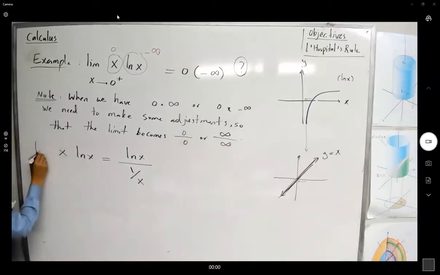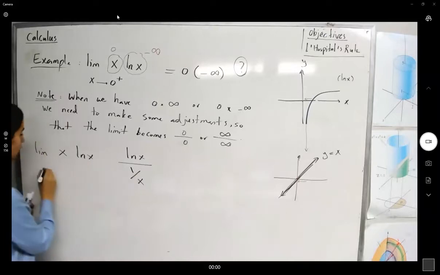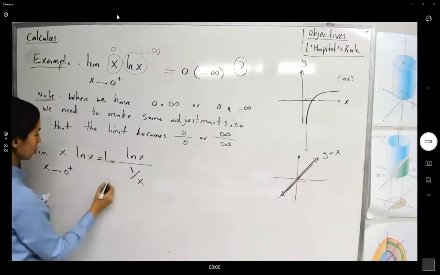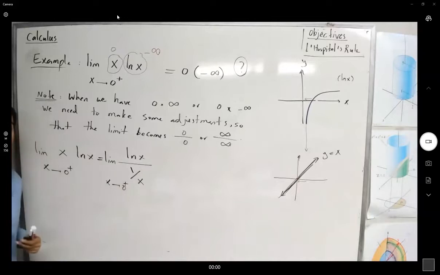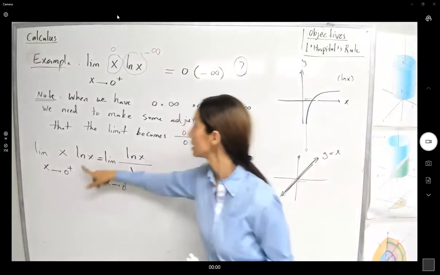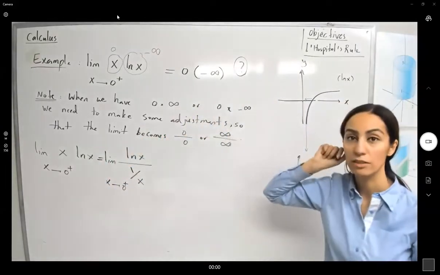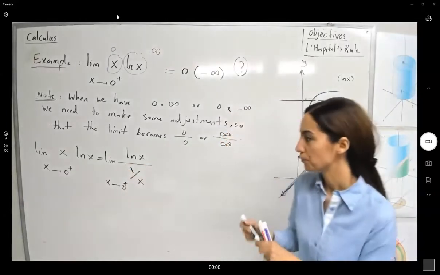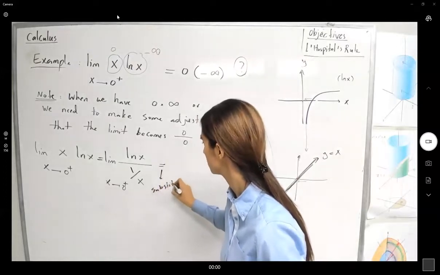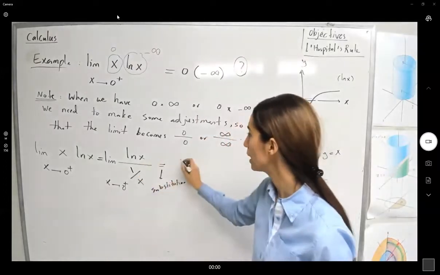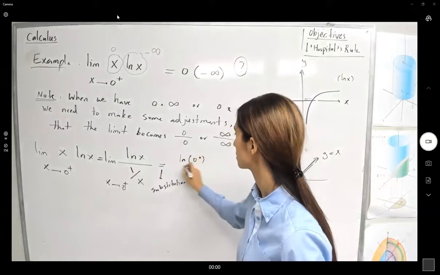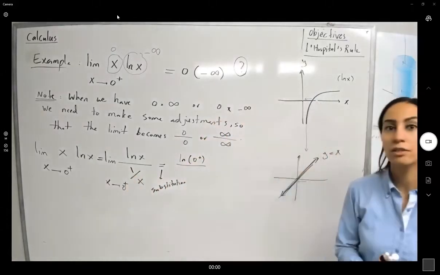Well, okay, let us start taking the limit. The limit of this function as x goes to 0 from the right-hand side is equal to the limit of this function as x goes to 0 from the right-hand side. Now, what is the difference between them? When I take this limit, it gives me 0 times negative infinity. If I take this limit after substitution, remember that the very first step is substitution, ln of 0 from the right-hand side divided by 1 over 0 from the right-hand side.